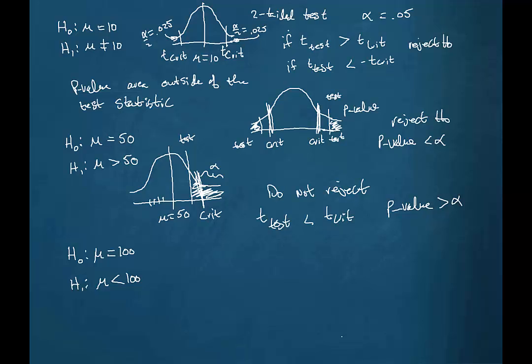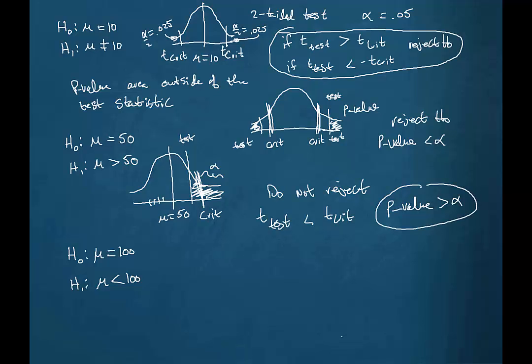So what we're seeing is that we have two ways of conducting these hypothesis tests. One is to look at the test values and the critical values, and the other is to look at the p-values. And we're noticing now how this works. When the p-value is less than alpha, we should reject the null hypothesis. Otherwise, do not reject the null hypothesis.